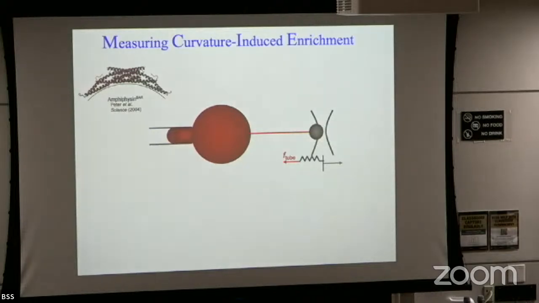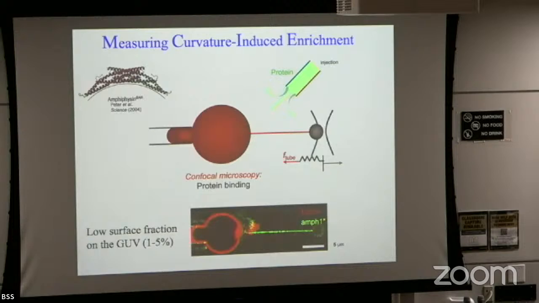So what we have done is this protein amphiphysin, which has an N-BAR domain. We have injected the proteins outside. The vesicles contain negatively charged lipid.